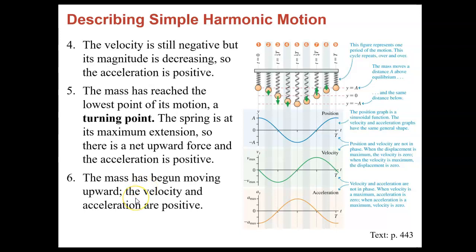So velocity is negative going down. The mass has reached the lowest position in the motion, which is right here, and that's a turning point. The spring is at its maximum extension, so the net force is upward and the acceleration is positive. The mass has begun moving upward, so the velocity and acceleration are positive because it's going up.